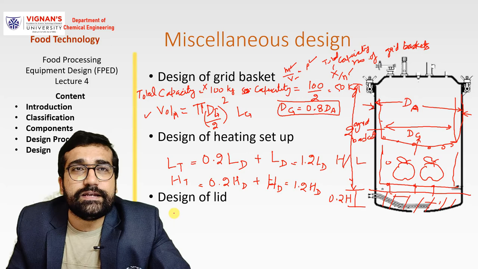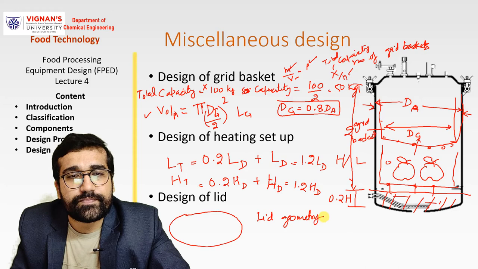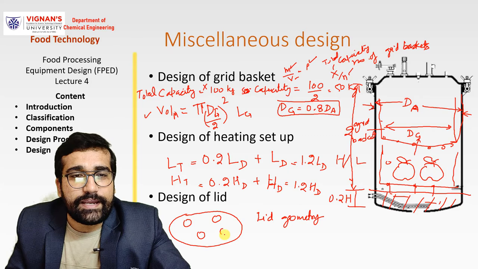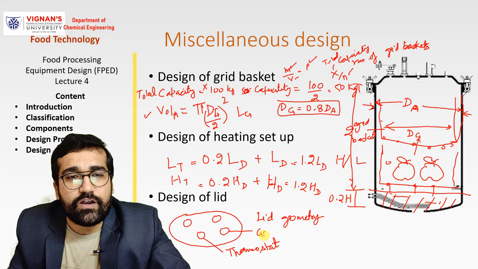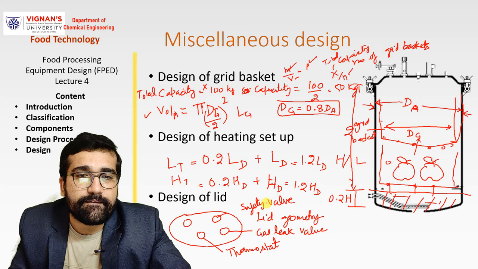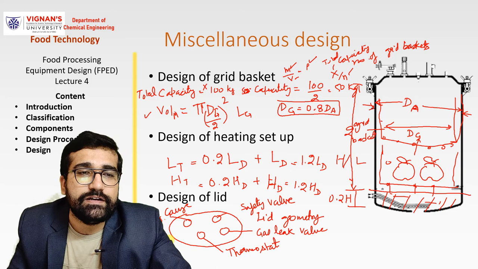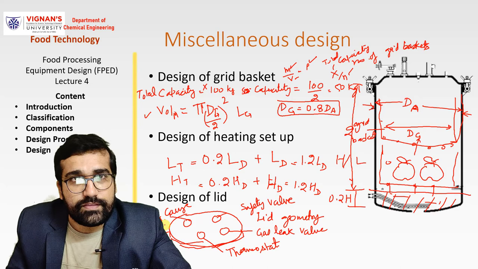Next comes the lid design. In lid design, we will design the lid geometry, where we will fix where we should have the thermostat, where we should have the gas wall, where we should have the safety valve, and where we should have the pressure valve gauge. We will design for this. And the thickness for the lid is always the thickness of the pressure vessel.